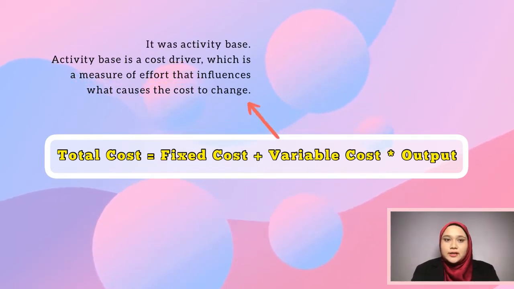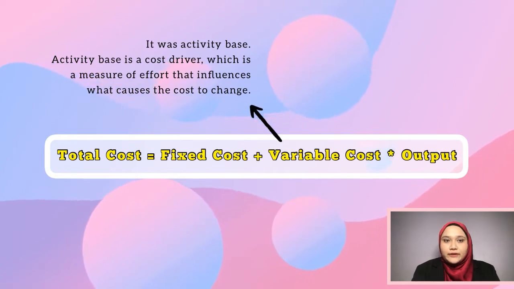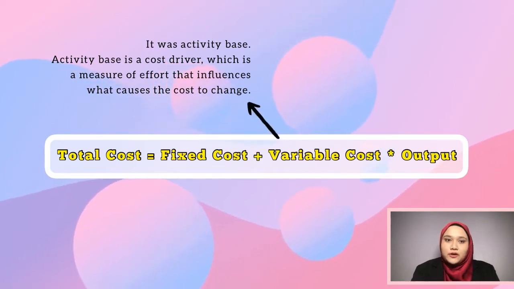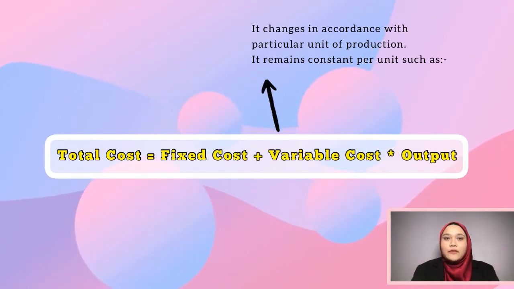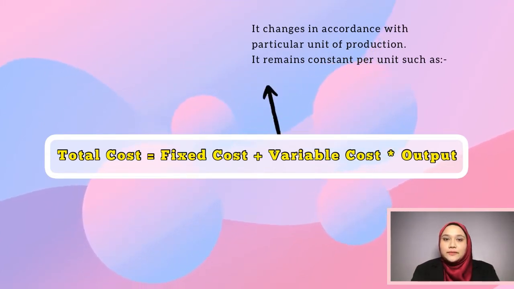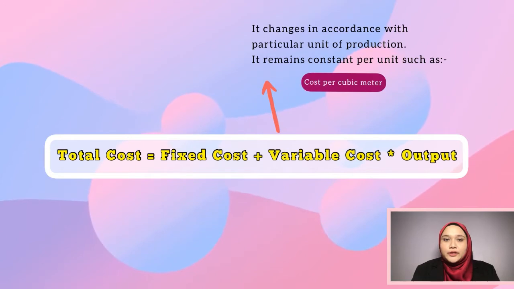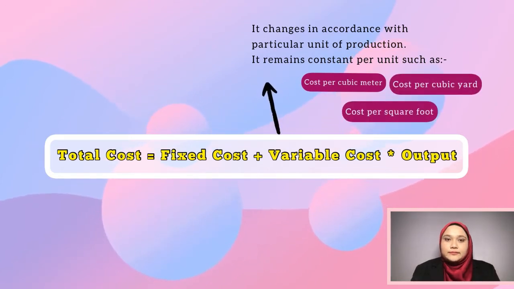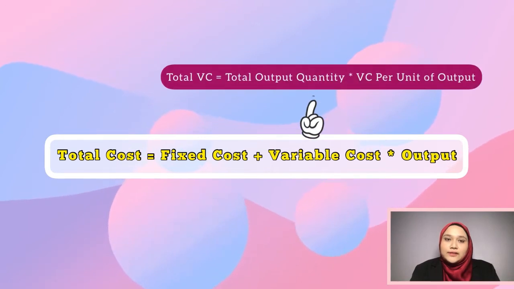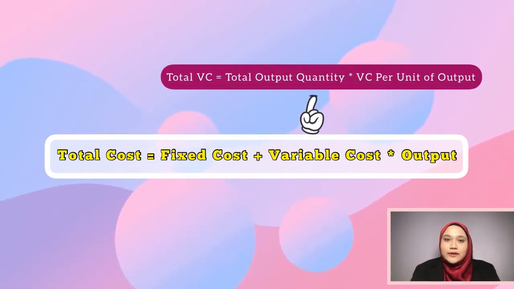Activity-based is a cost driver, which is a measure of effort that influences what causes the cost to change. It changes in accordance with particular units of production. It remains constant per unit, such as cost per cubic meter, cost per cubic yard, cost per square foot. Total VC is total output quantity times VC per unit of output.